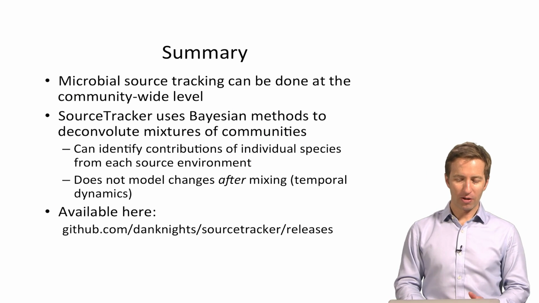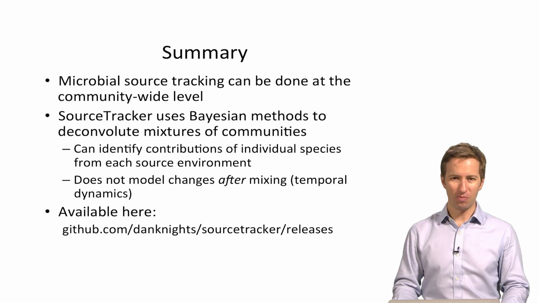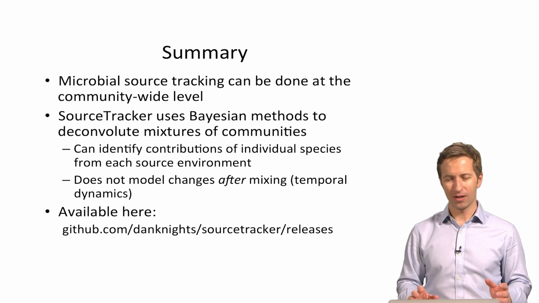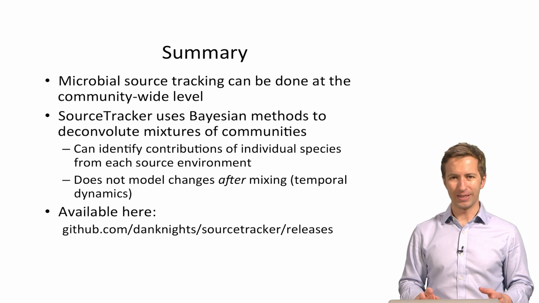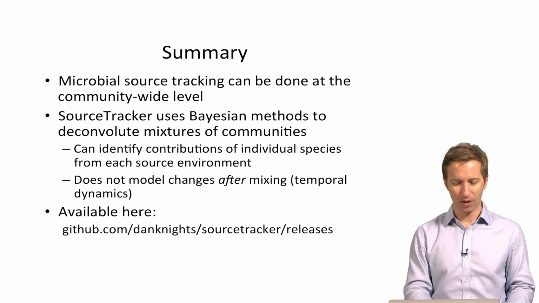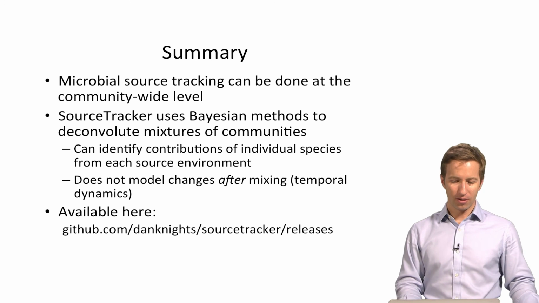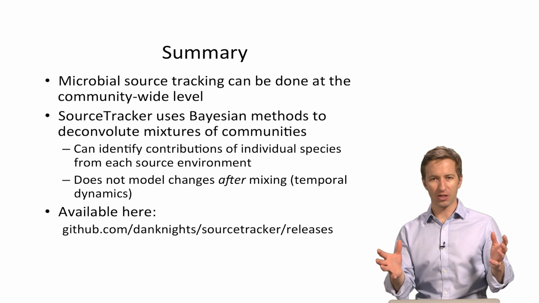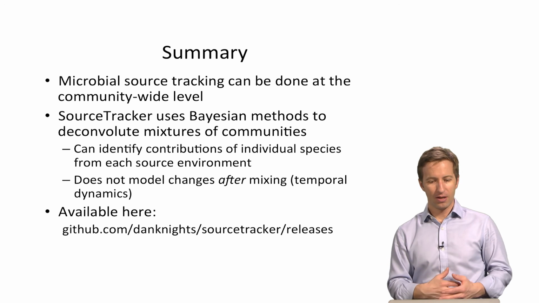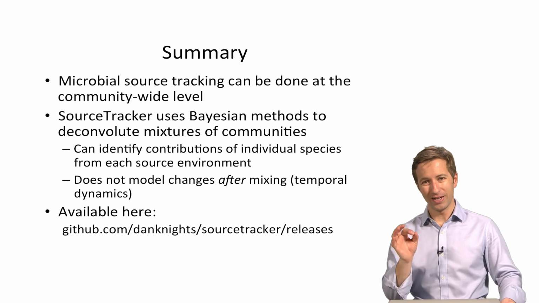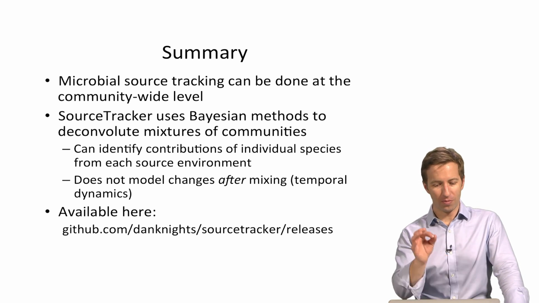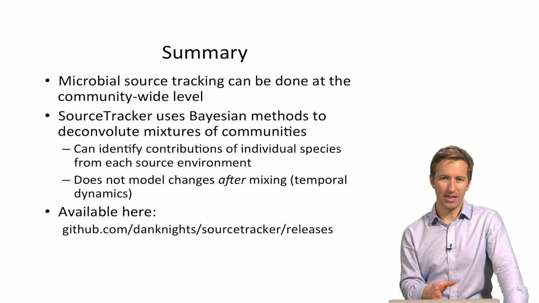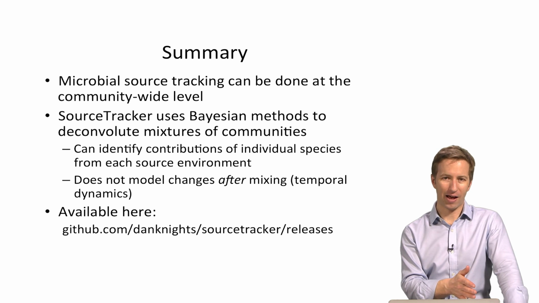So in summary, microbial source tracking can be done at the community-wide level. You have to use more sophisticated statistical methods because you don't always know all of the source environments well. Sourcetracker can do this. It uses Bayesian methods to deconvolute mixtures of source communities. This lets you identify the contributions of individual species from each source environment. However, it doesn't model any of the temporal dynamics after the mixing.